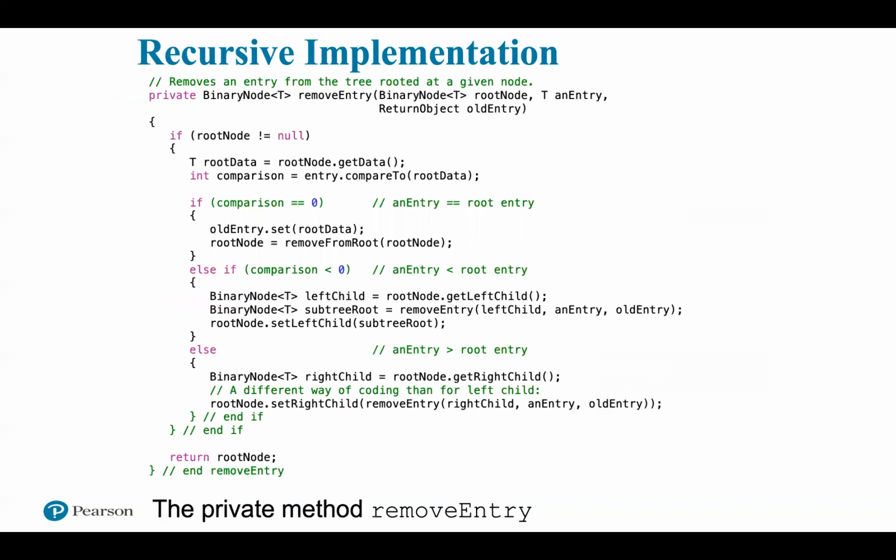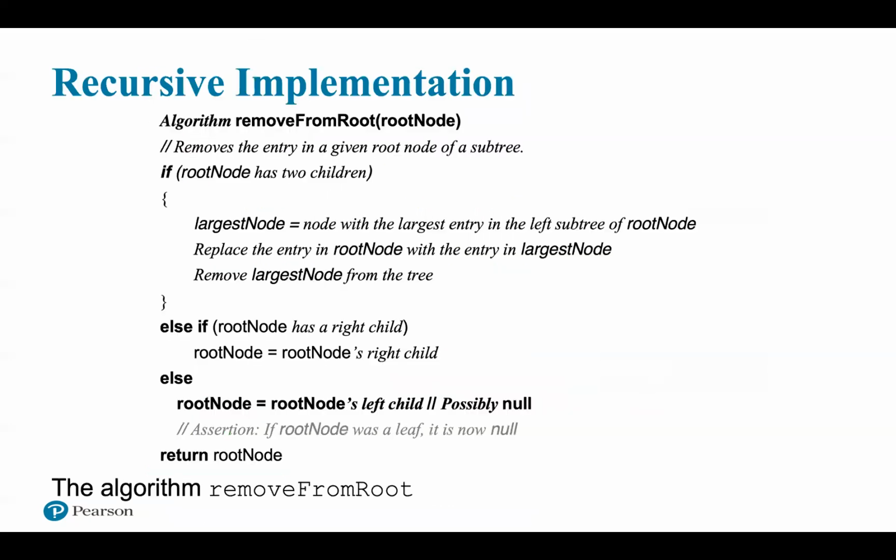For the private method removeEntry, since remove handles the communication with removeEntry, most of the algorithm of segment 26.8 is left for removeEntry. If the entry to be removed is the root, removeEntry calls a yet to be written method removeFromRoot to remove it. If the entry is in either of the root's subtrees, removeEntry calls itself recursively, and the implementation of removeEntry is shown here.